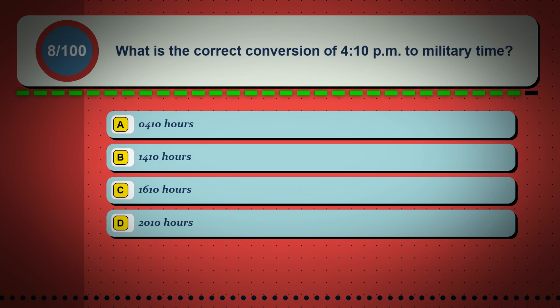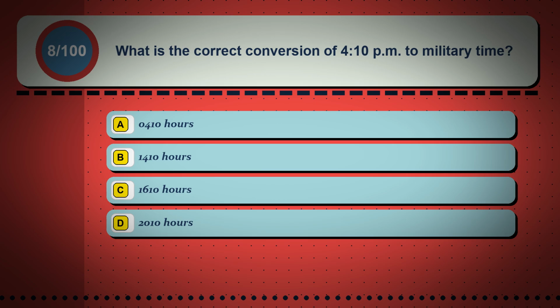Question 8. What is the correct conversion of 4:10 p.m. to military time? Option A, 0410 hours. Option B, 1410 hours. Option C, 1610 hours. Option D, 2010 hours.